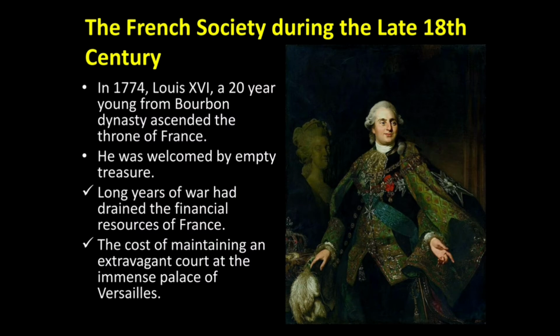In 1774, Louis XVI, a 20-year-old young man from the Bourbon dynasty, ascended the throne of France. In 1774, Louis XVI became the king of France, who belonged to the Bourbon dynasty, and during the acquisition of the throne he was just 20 years old. He was welcomed by an empty treasury.